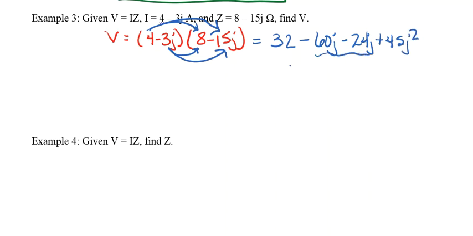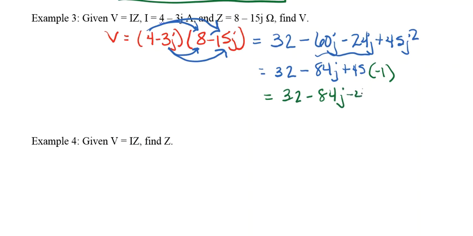I'll go ahead and combine those, giving myself 32 minus 60, minus 84J, plus 45 J squared. The J squared is actually negative 1, so I'm going to go ahead and multiply that. So I get 32 minus 84J minus 45. So my final answer is 32 minus 45, which is negative 13 minus 84J. And of course, voltage is in volts.